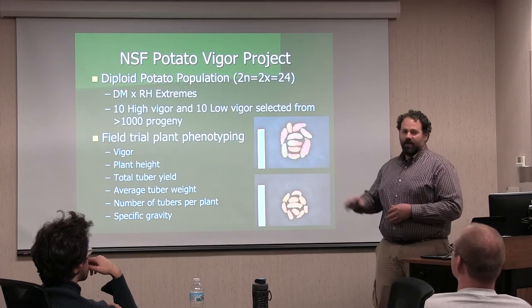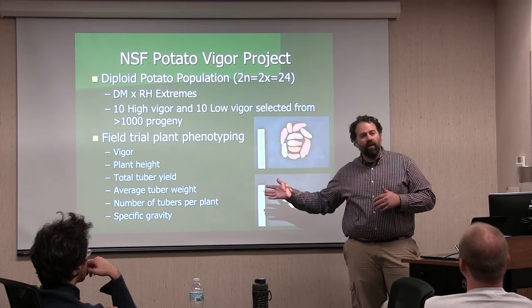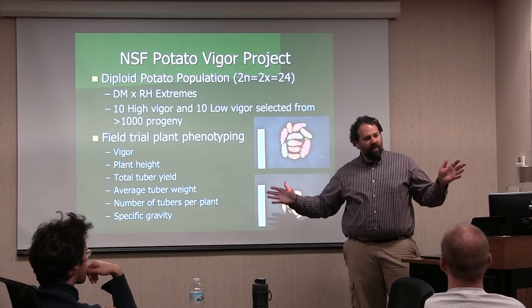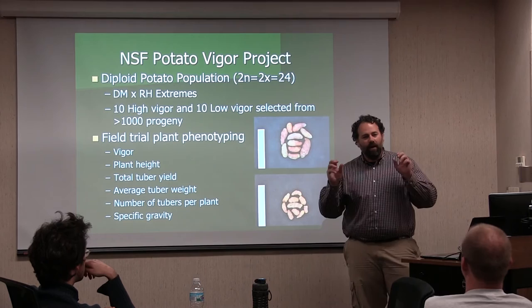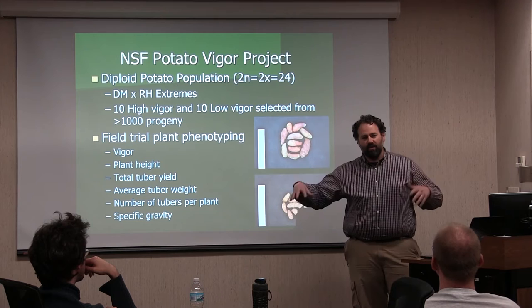Anyway, this particular population, we started with over 1,000 individuals. It was developed by one of our colleagues at Virginia Tech. And so we screened over 1,000 individuals. Basically what we're looking for is to pick out, based on some greenhouse parameters, the 10 best and the 10 worst, so the highest and lowest vigor of this population. We narrowed it down to about 100.